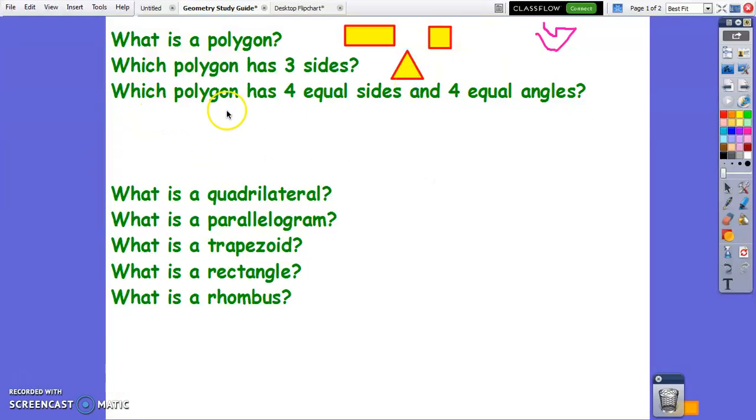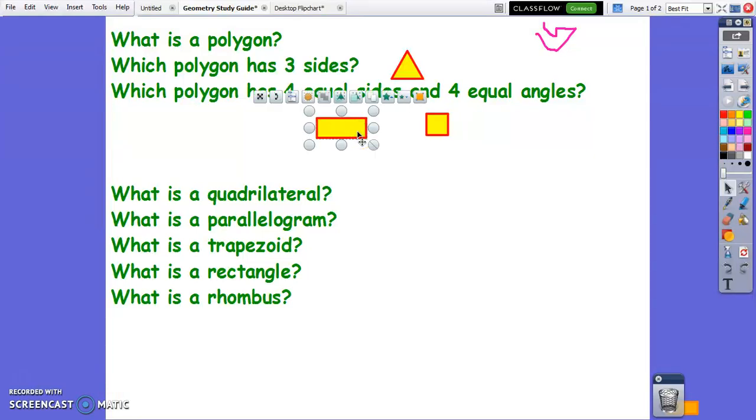Now the next question, which polygon has four equal sides, or congruent sides, or sides that have equal length, and four equal angles? So up here I have my rectangle that we could pull down and my square. And we can look at them and say, does a rectangle have four equal sides? Well, if you look at the top line and the one on the side, they are not the same length, they are not congruent. So we know that a rectangle is not a polygon with four equal sides and four equal angles. So next we have our square.